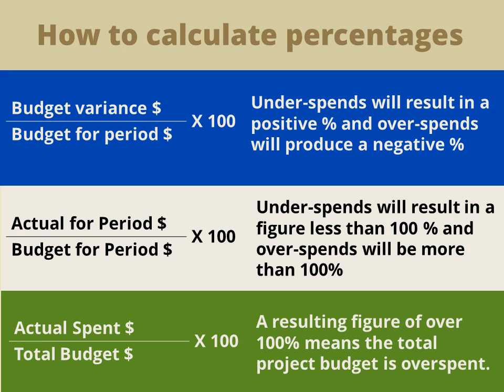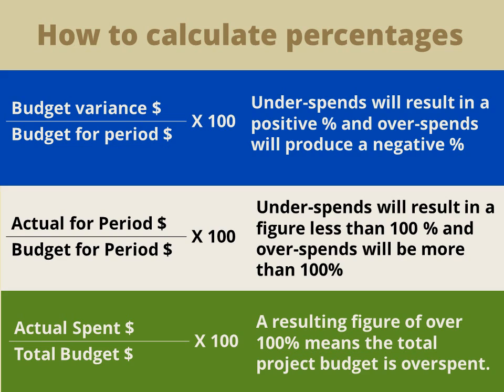Another way to calculate the budget variance percentage is to divide the actual for period by the budget for period and multiply by 100. Underspends will result in a figure less than 100%, and overspends will be more than 100%.